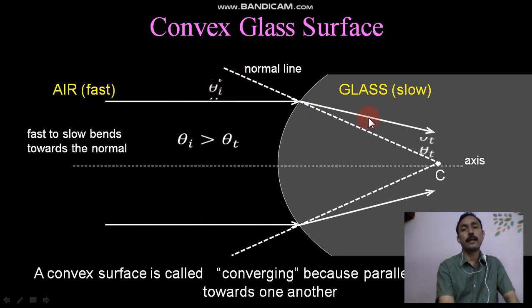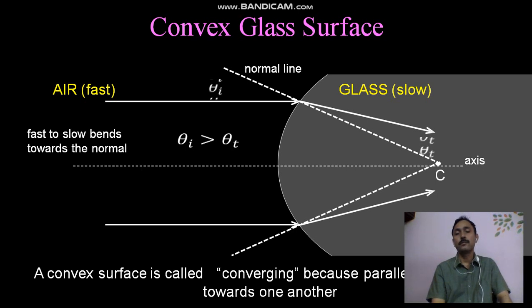Now after refraction, the light is passing through this direction. This is making an angle of theta t, that is the transmitted light, theta t. Now fast to slow bends towards the normal. So theta I is greater than theta t. A convex surface is called converging because parallel rays converge towards one another. This is the axis of the lens. So they will converge into this point C.